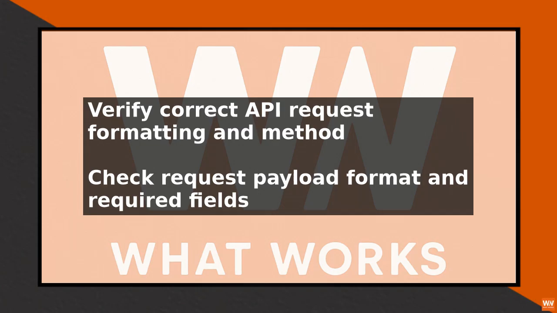Next, verify that your API request is correctly formatted. Alchemy REST API uses standard HTTP request methods such as GET, POST, and PUT. Make sure you are using the correct method for your specific request. Also, check the request payload, which is the data sent with your request. Ensure that the payload is in the correct format, usually JSON, and that all required fields are included.